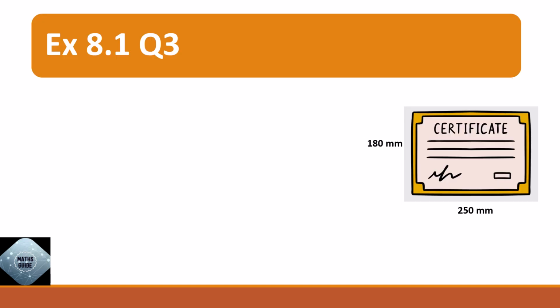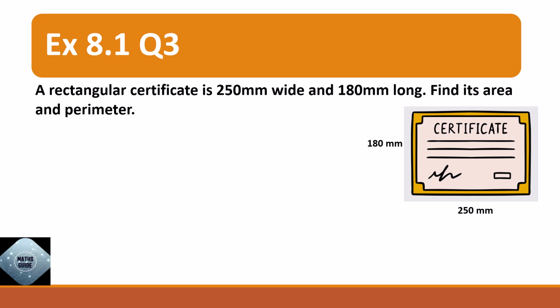This is exercise 8.1, question number 3 of your textbook. A rectangular certificate is 250 mm wide. It means its breadth is 250 mm and 180 mm long. It means its length is 180 mm. Find its area and perimeter.